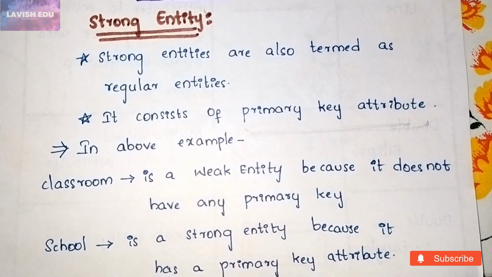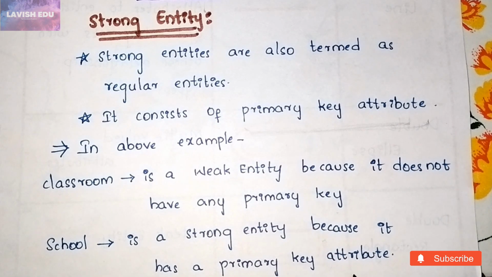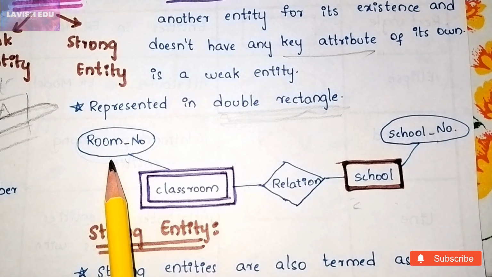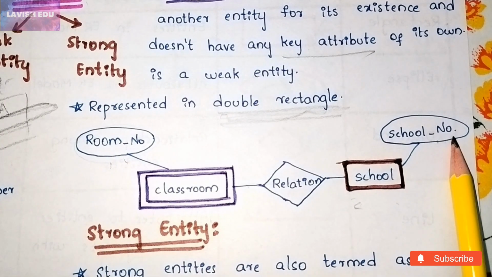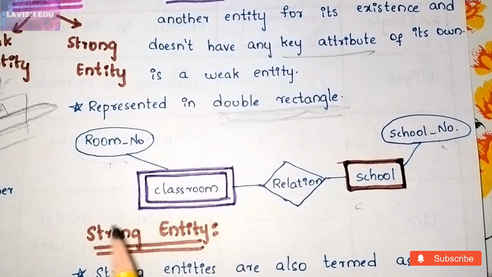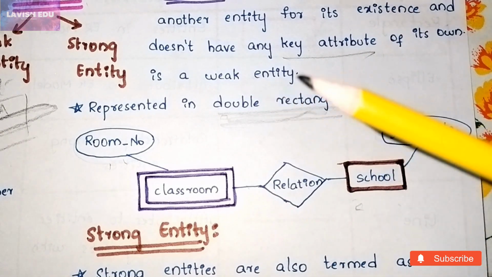In the above example, classroom is the weak entity because it doesn't have any primary key, whereas school is a strong entity because it has a primary key attribute. Classroom has a room number and school has a school number. School number can be unique, but classroom number cannot be unique; it can vary from one block to another. So classroom is a weak entity whereas school is a strong entity. By this example we can relate both weak and strong entities. So this is all about entities.